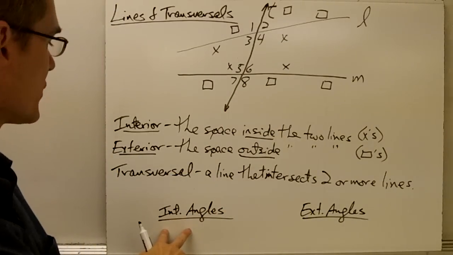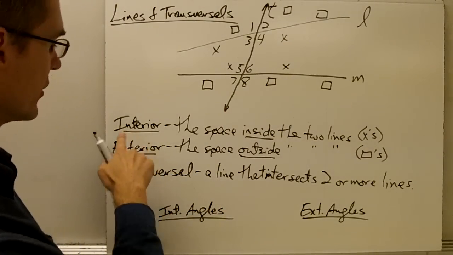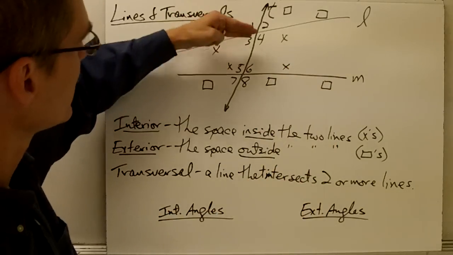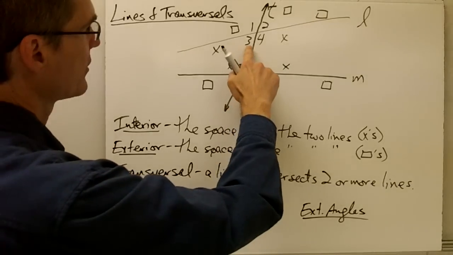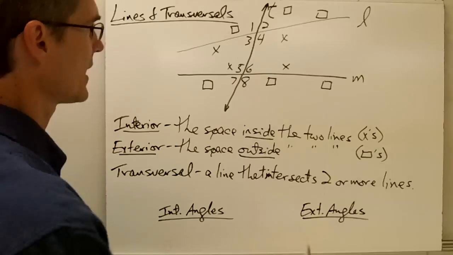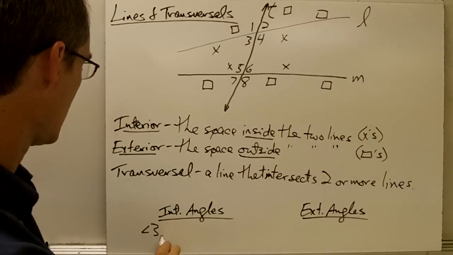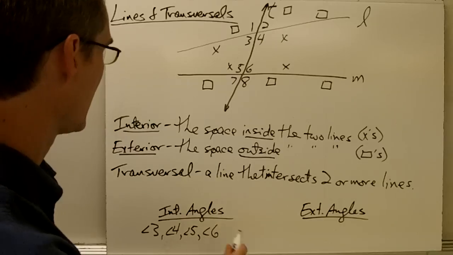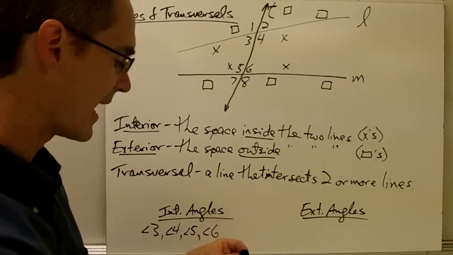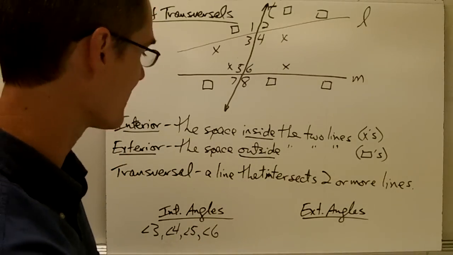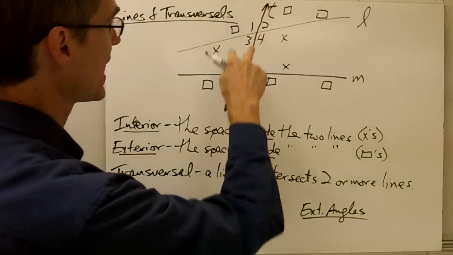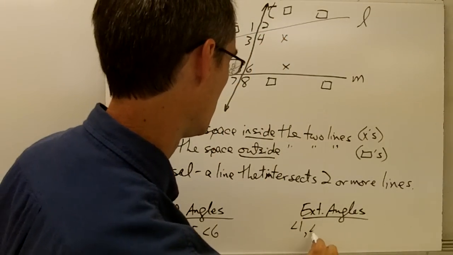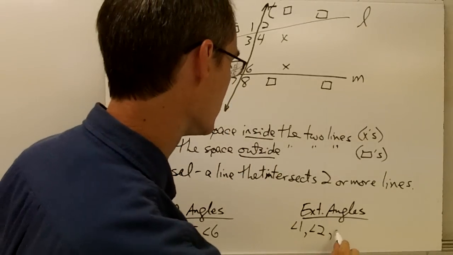My interior angles are just going to be the angles that are interior to the two lines. My interior is this space right here, so angles 3, 4, 5, and 6 are inside those lines. Angle 3, angle 4, angle 5, and angle 6 are my interior angles. I can also identify my exterior angles. My exterior angles are just going to be the angles outside the two lines, so that's going to be angles 1 and 2 and angles 7 and 8.